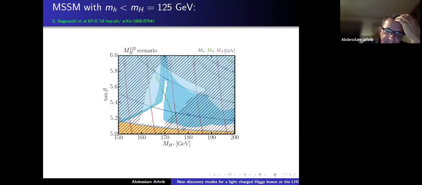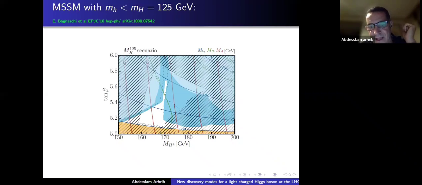Okay, in the MSSM, I said that the charged Higgs is excluded if the charged Higgs is less than 160. But this assumes that the light CP-even is the standard model-like Higgs, and the heavy one is heavier than 125. But there is another scenario where you assume that the standard model Higgs is the heavy one, and little h is less than 125.